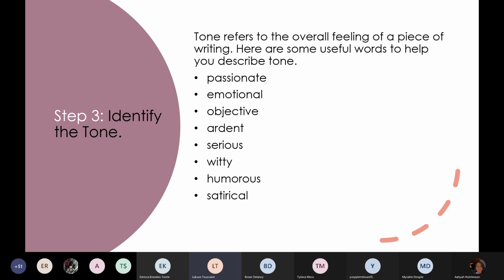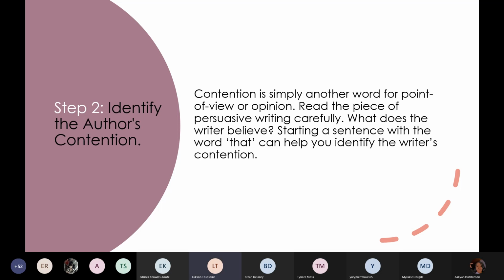And then tone, and you should already know about tone. What topic did we go over that dealt with tone? Anybody can remember?